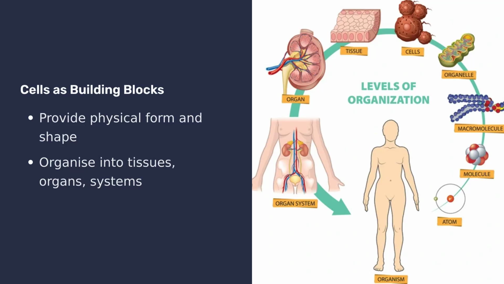When we say structure, we mean that cells are the fundamental building blocks that give an organism its physical form. Think of them as the bricks in a building. In multicellular organisms, different types of cells are organized hierarchically into tissues, then organs, and finally into organ systems, all contributing to the overall architecture and integrity of the organism.